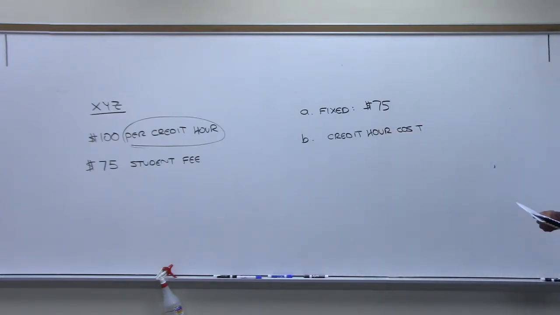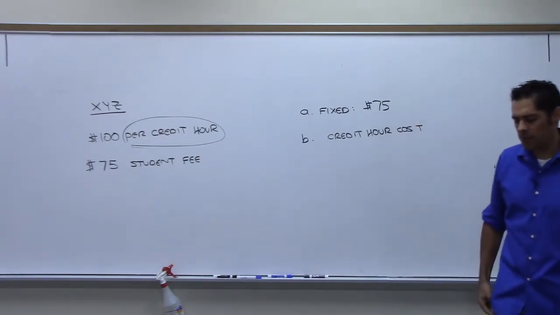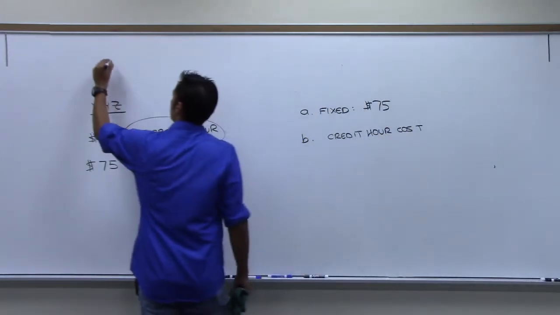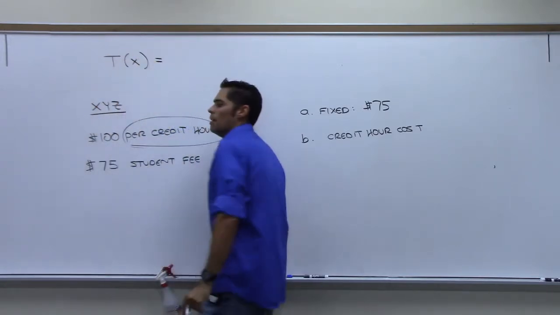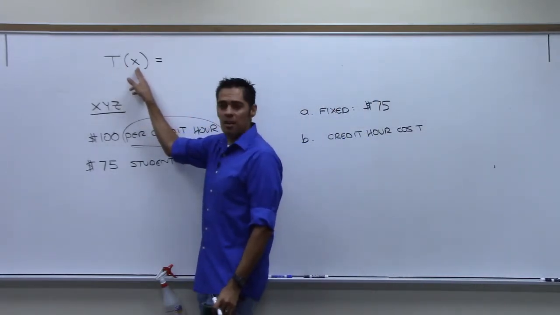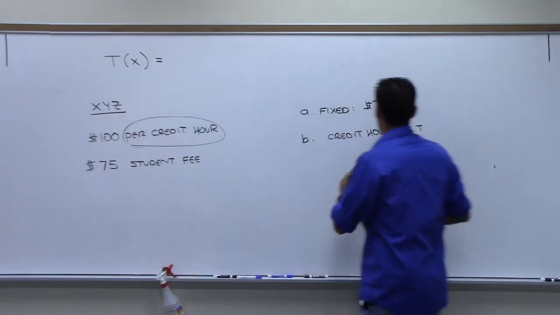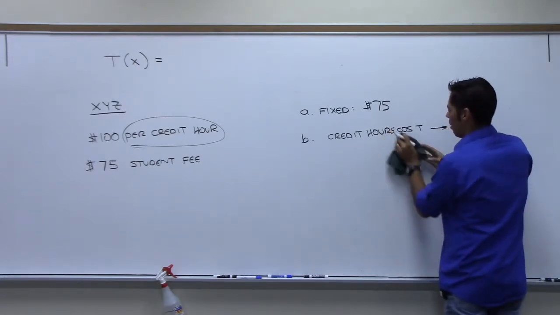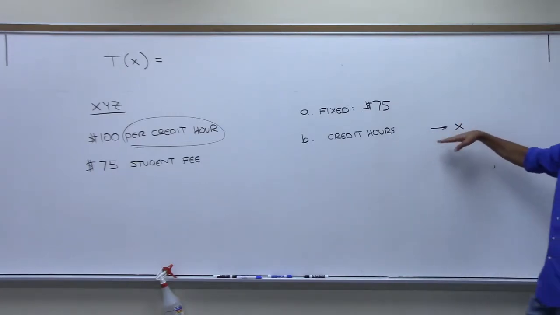And then write a function t of x. So this is the first time we've seen this notation before. The tuition, and then parentheses x. What this is saying is we are going to say that the tuition depends on x, is a function of x. And x is going to be the credit hours. Let's not do cost. Let's just call this credit hours, x. That changes, right? How many hours you take?